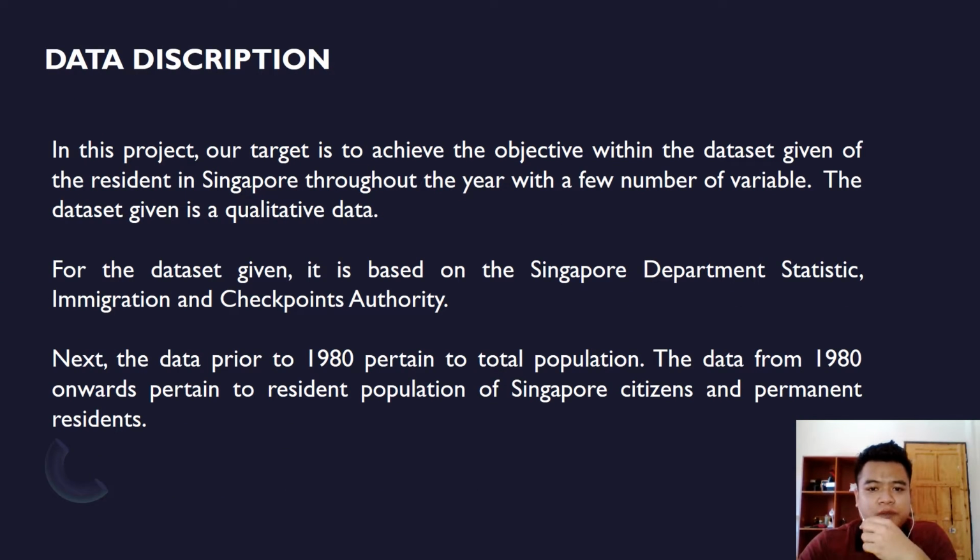Next, for the data descriptions, our target is to achieve the objectives within the dataset given of the residents in Singapore, from 2010 until 2020. The dataset has a few variables that we can see, and it is qualitative data. All the data is based on the Singapore Department of Statistics, Immigration and Checkpoint Authority. Furthermore, the data from 1980 onwards pertain to resident populations of Singapore citizens and permanent residents.